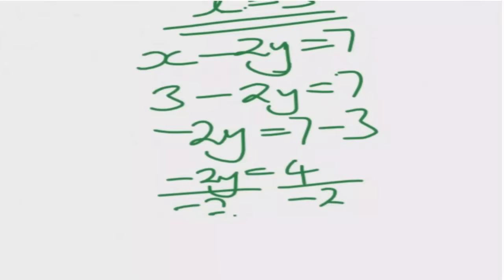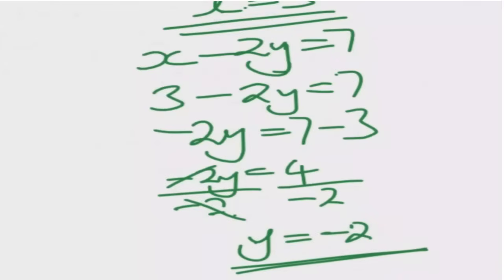The negative 2 and the negative 2 on top cancel each other, leaving us with y, which is equal to 4 divided by negative 2, giving negative 2. So the value of y is negative 2. Basically that's how you go about this one. If you have questions, you can ask in the comment section. Otherwise, this is the answer that examiners were expecting from you.